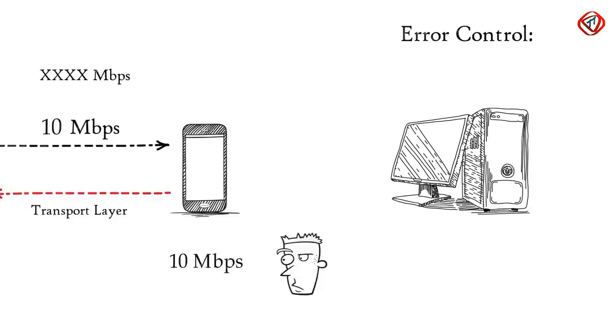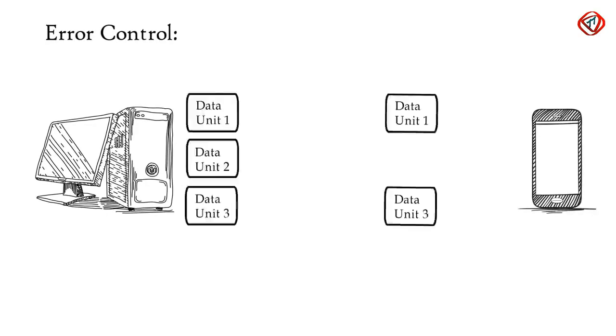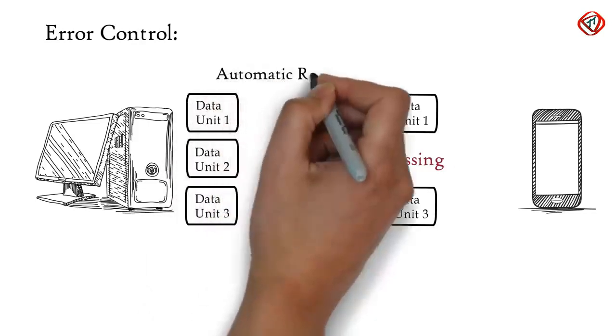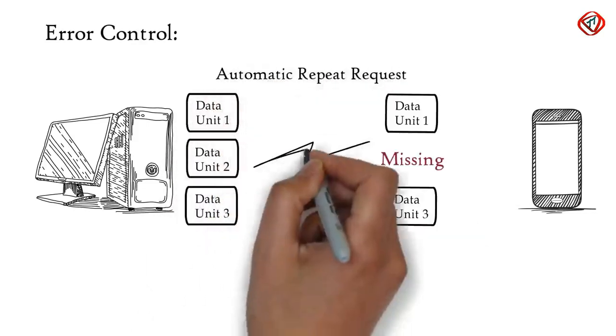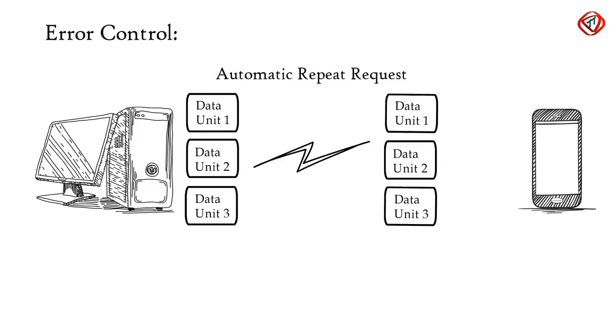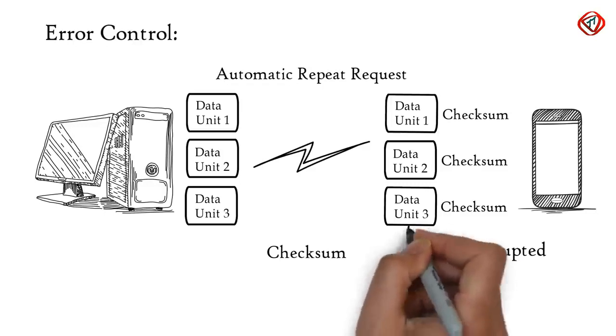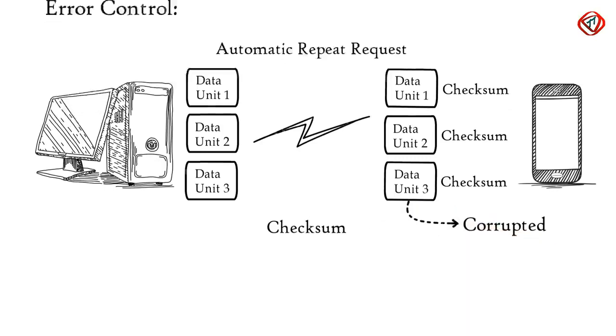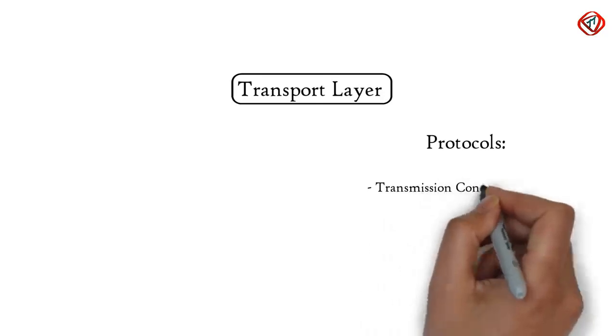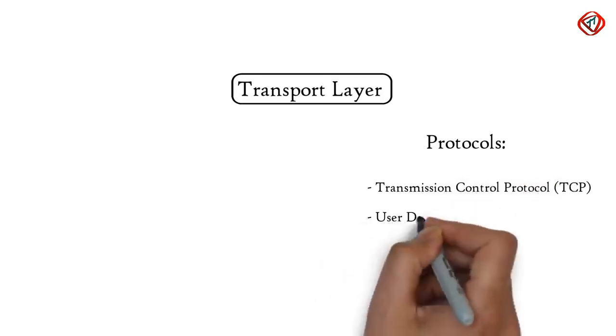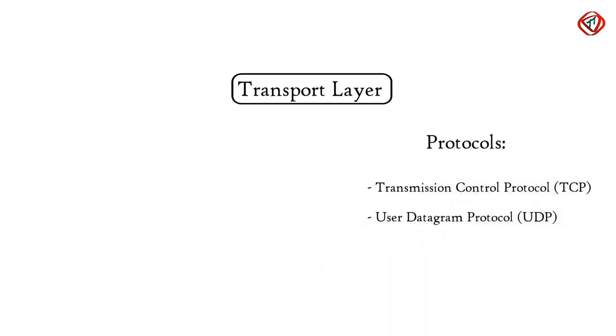Transport layer also helps in error control. If some data does not arrive at the destination, transport layer uses automatic repeat request schemes to retransmit the lost or corrupted data. A group of bits called checksum is added to each segment by the transport layer to find out received corrupted segments. Protocols of transport layer are Transmission Control Protocol or TCP and User Datagram Protocol or UDP.